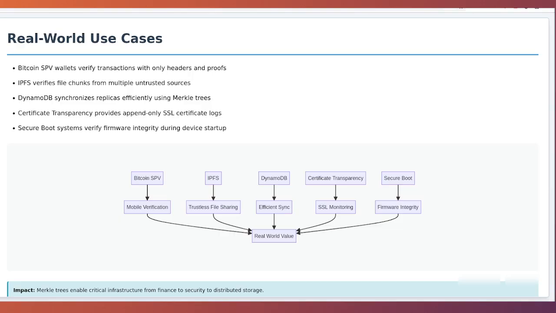In secure boot systems, device firmware is organized into Merkle trees. The bootloader verifies the root hash against a trusted value, then verifies components as they load using Merkle proofs. This ensures only authorized firmware runs, even if storage is compromised. These use cases span finance, file sharing, databases, security infrastructure, and embedded systems, demonstrating that Merkle trees are truly a fundamental building block of modern computing infrastructure.